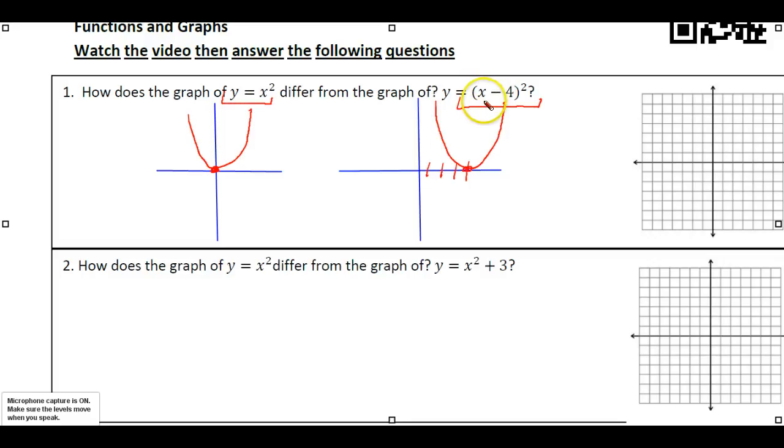Now, when we look at what is inside the parenthesis here, we have an x minus 4. But we said in this position, the value of our x is actually the opposite sign of this, and it shifts it to the right 4 places. So this is what you want to have in your booklets.